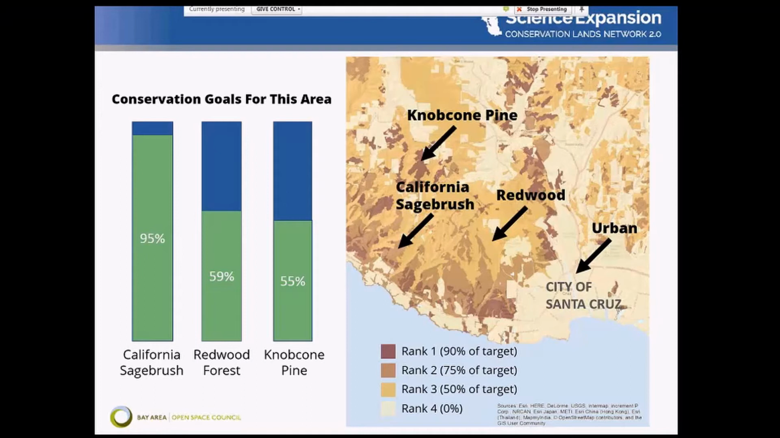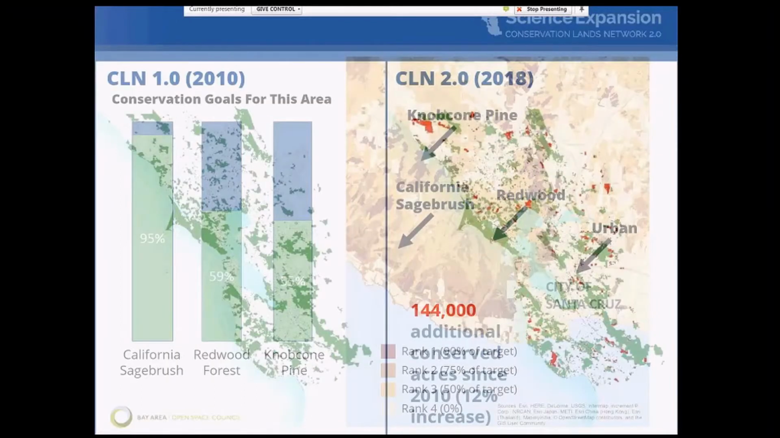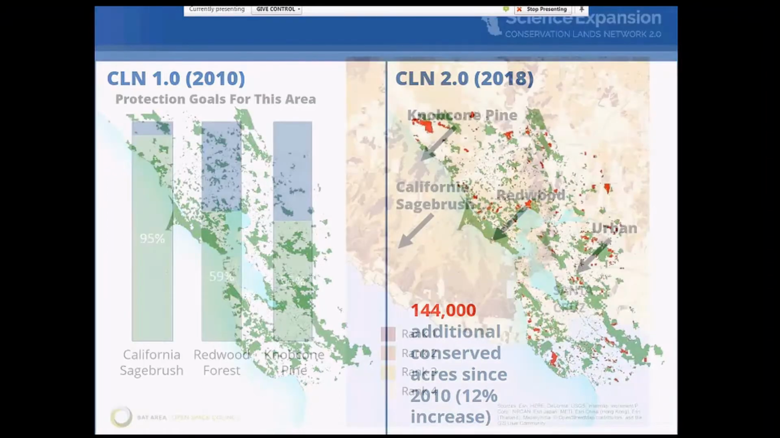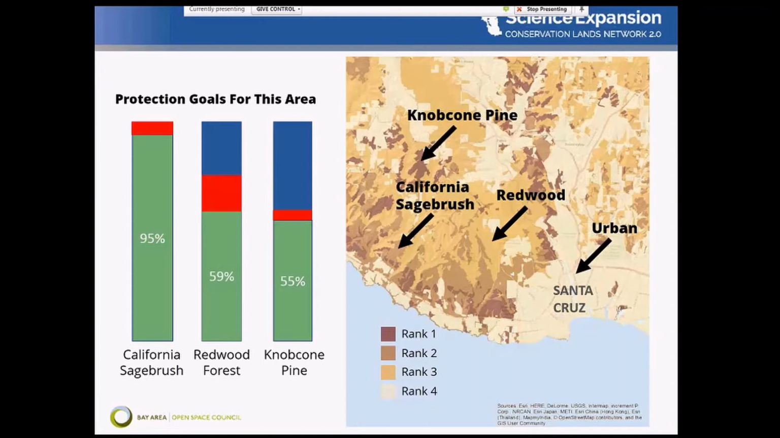Every year or 2 years, we will go out to all of the different land conservation organizations in the Bay Area and ask to get their latest protected areas database, and we'll aggregate those together and run the analysis again and see how we're moving toward these goals. And so this is an actual example of taking a temperature reading between 2011 and 2018, and during that time we achieved California sagebrush goals.